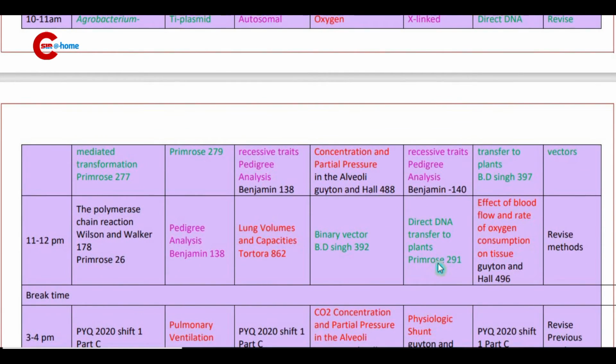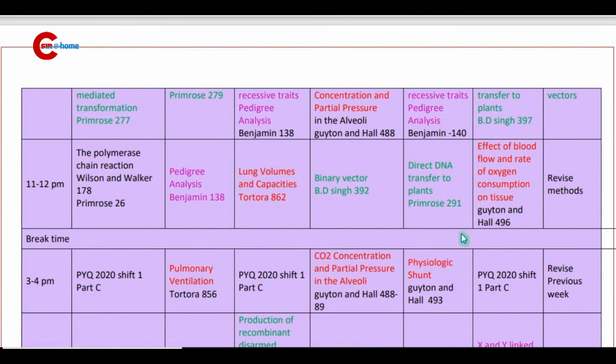Study direct DNA transfer to plants. Okay, we have studied about agrobacterium mediated gene transfer. Then study about direct DNA transfer to plants. Which book to refer? Primrose 291. Then 3 to 4 p.m.